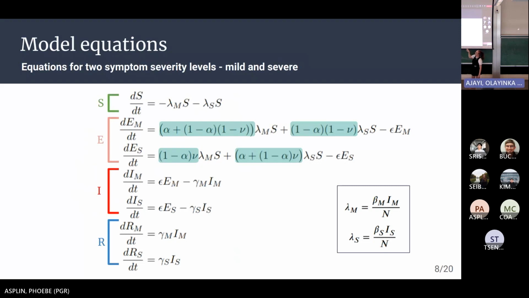One severity to the other. So the top left is you're infected by mild, you go to mild. You're infected by severe and you go to severe. Sorry, and so on, so on.